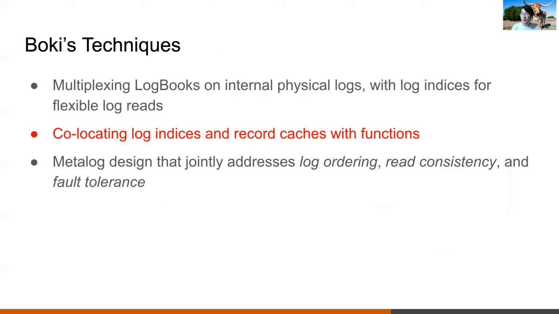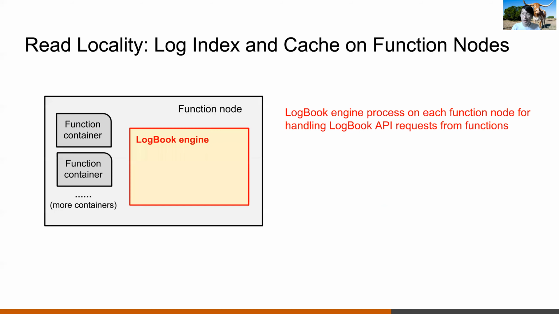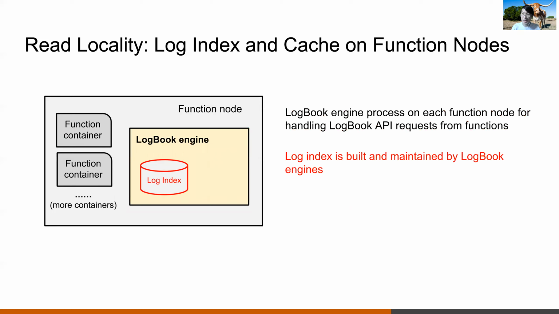So then we will see for low latency reads, Boki co-locates the log index with functions, while also caching log records on function nodes as well. Here's an example of a function node for executing serverless functions. Functions are executing within function containers, and Boki has many function nodes of this kind. On each of the function nodes, Boki runs a logbook engine process for handling logbook API requests from the functions. Then the logbook engine builds and maintains the previously mentioned log index.